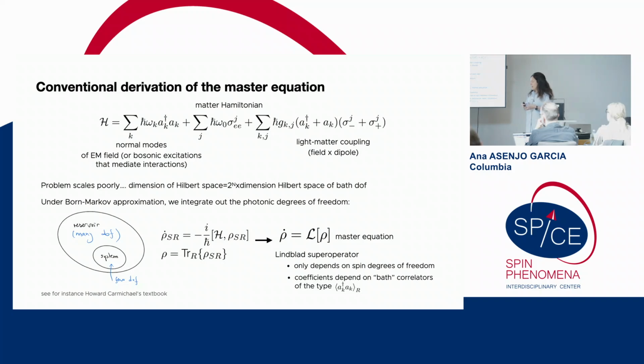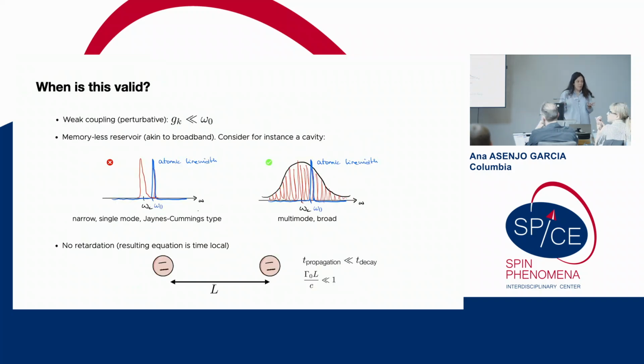So we have a system with a small number of degrees of freedom, a reservoir with many, and we trace over the reservoir, and we end up with a master equation of the Lindblad type that only depends on the spin degrees of freedom. The field degrees of freedom do not appear, they only appear as determining some couplings between the spins, in the form of photon correlators of this type and the Hermitian coupling. So when is this valid? So we go back to this question.